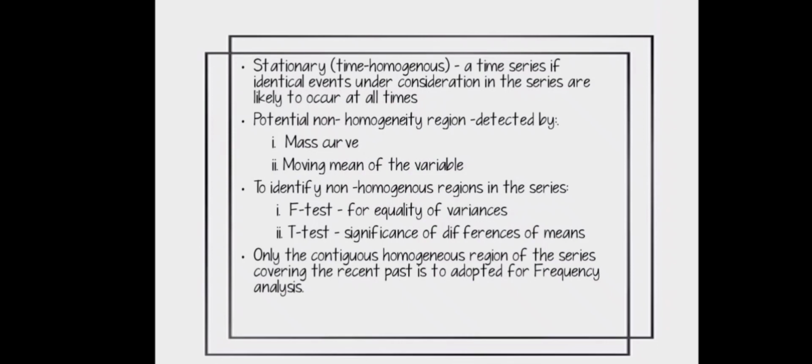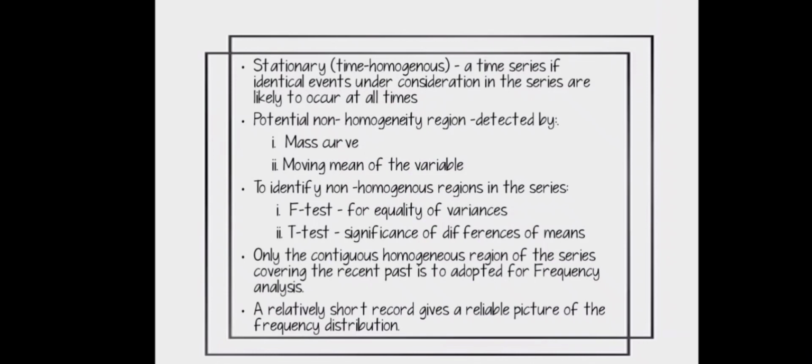So, ang rule for the data of the time series is that it should be reliable and homogeneous generally. Flood frequency studies are most reliable in climates that are uniform from year to year. So, a relatively short record gives a reliable picture of the frequency distribution.